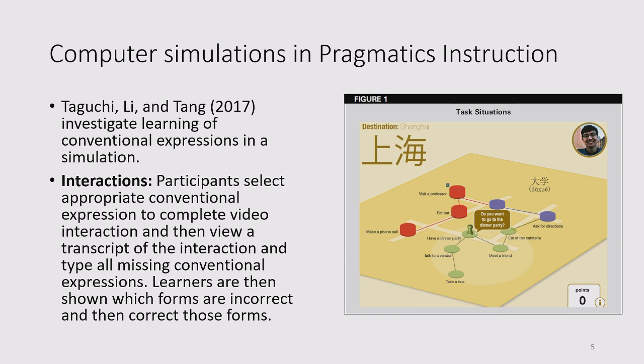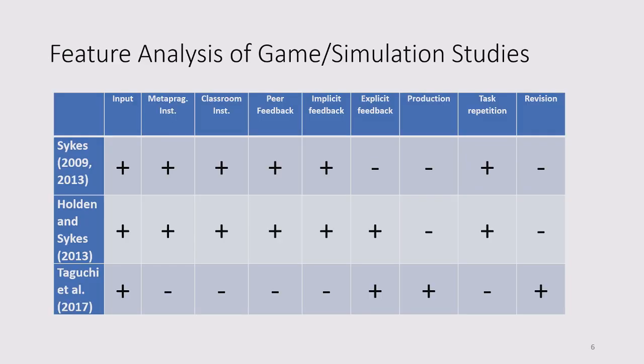One thing that I'm really working on is the experimentalization of features within a simulation. You can see here some feature analysis of the components that have been in previous simulation-related research. Sykes has input, all of them have input, meta-pragmatic instruction, classroom instruction, peer feedback, implicit feedback, right? So there's a large mix of research or interactional features included in each of these designs.